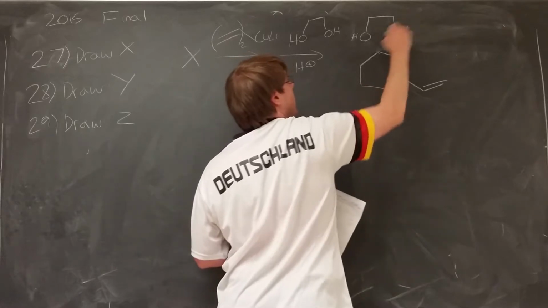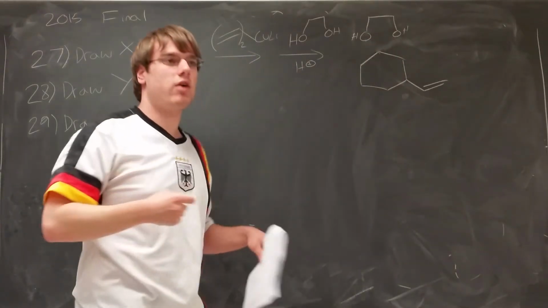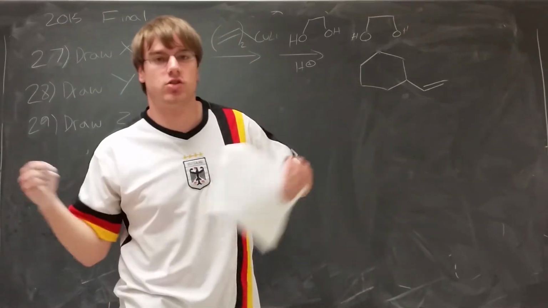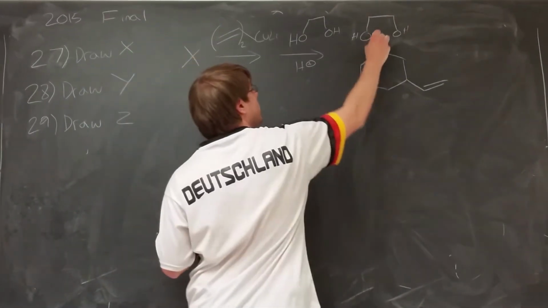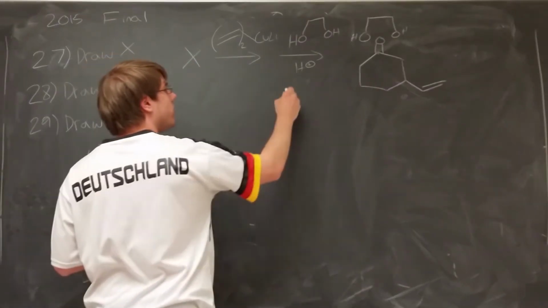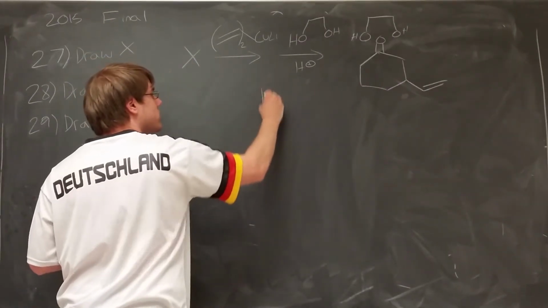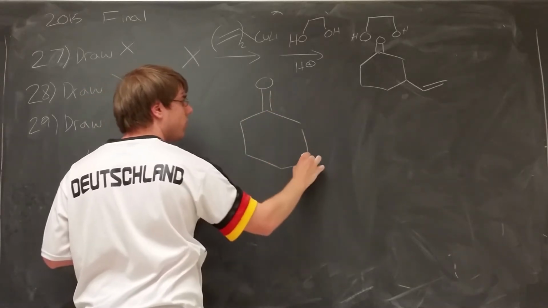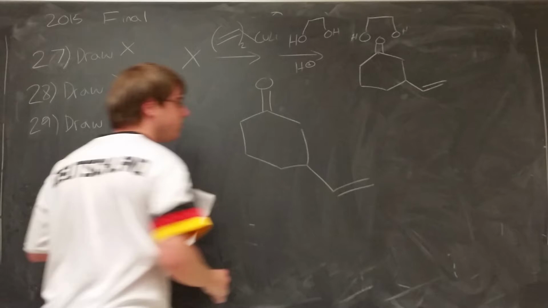And now, remember, the diol, what does it react with? It only reacts with aldehydes and ketones, which are carbon-oxygen double bonds. So you just need to put a double bond O there. And so what we have before that very step is this: a 6-member ring with a carbonyl, and then this group over here.